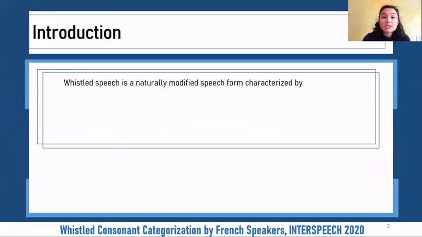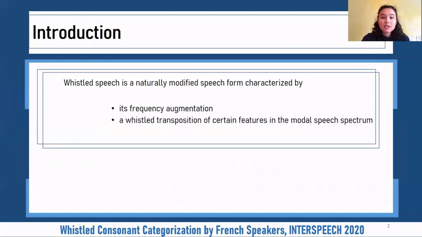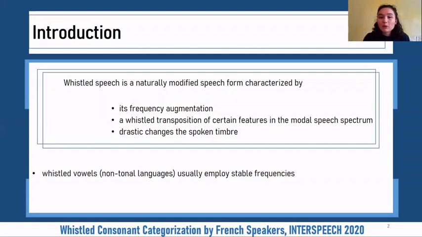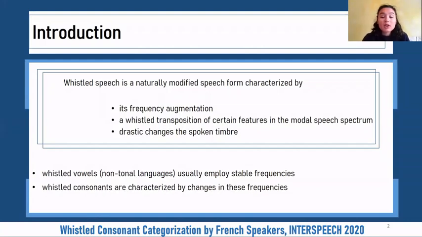Whistled speech is a naturally modified speech form, which is characterized by its frequency augmentation, by the whistled transposition of certain features in the modal spectrum, as well as a drastic change in the spoken timbre. What's interesting about whistled speech is that the whistled vowels are pronounced very differently from the whistled consonants. Whistled vowels in non-tonal languages usually employ stable frequencies, whereas whistled consonants are characterized by changes in these stable vowel frequencies.